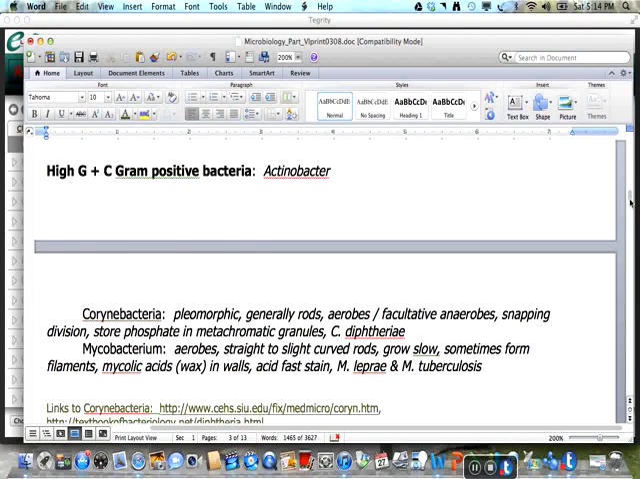The next group is the high G and C gram-positive bacteria. The Corynebacteria are pleomorphic but generally form rods. They are aerobes or facultative anaerobes and divide by snapping division. They will store phosphate in metachromatic granules. An example is Corynebacterium diphtheriae. The Mycobacterium are aerobic, straight to slightly curved rods. They grow slowly and sometimes form filaments. They have mycolic acids or wax in their walls, making them require an acid-fast stain.